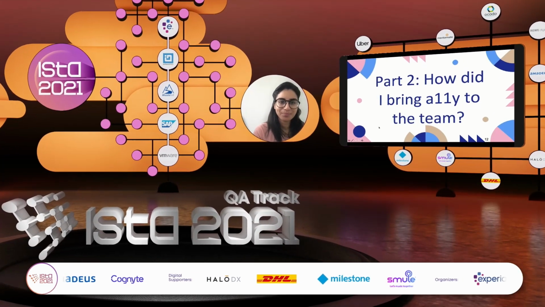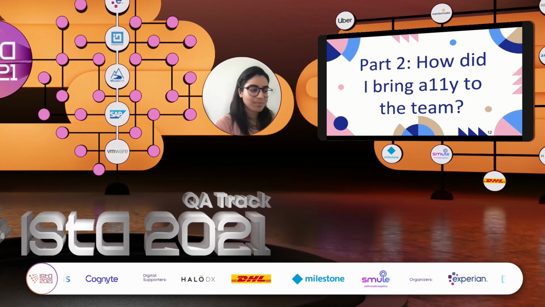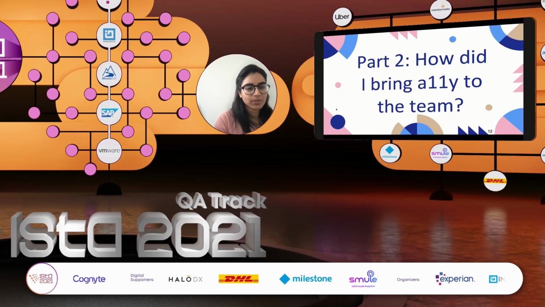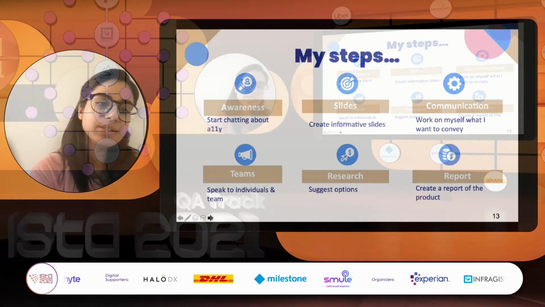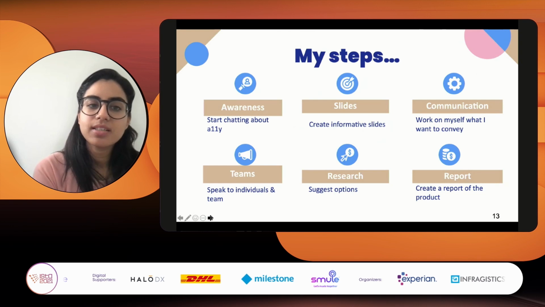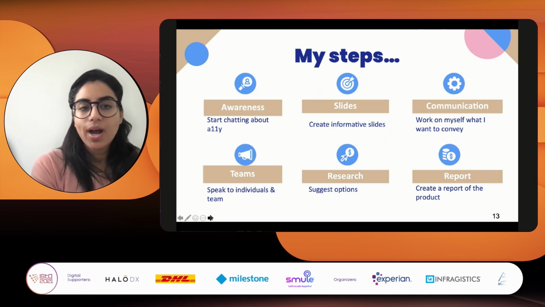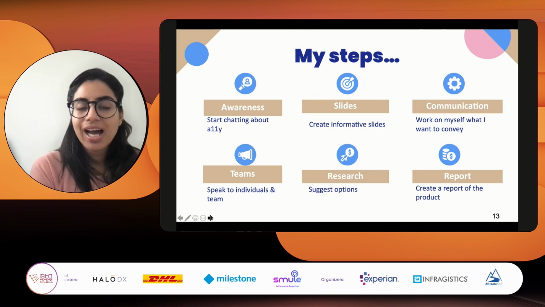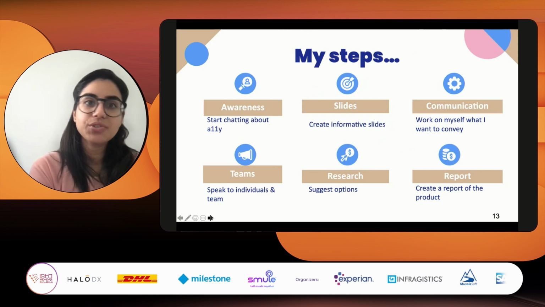Okay, so this brings us to part 2. How did I bring accessibility into my team? My steps. So first of all, you need to bring awareness. Start chatting about accessibility. Why is accessibility important? How could accessibility benefit your product? These are the kind of things you need to start talking about.